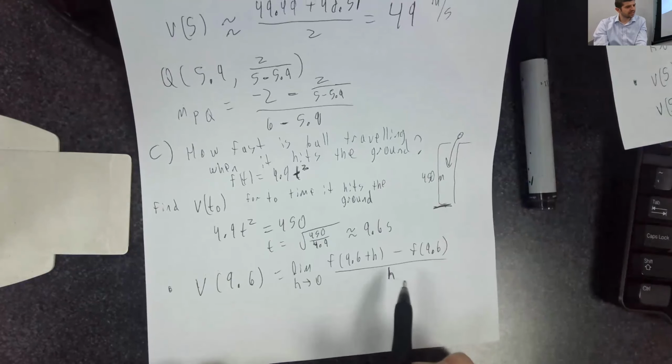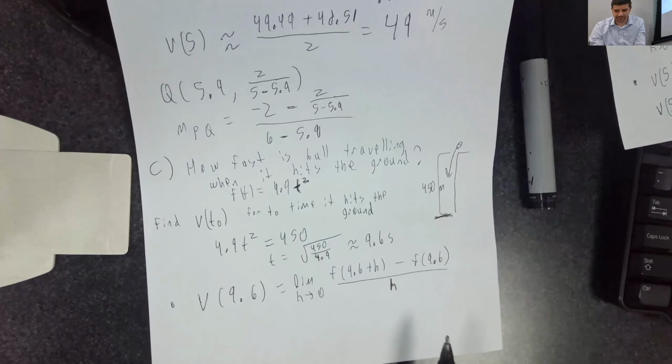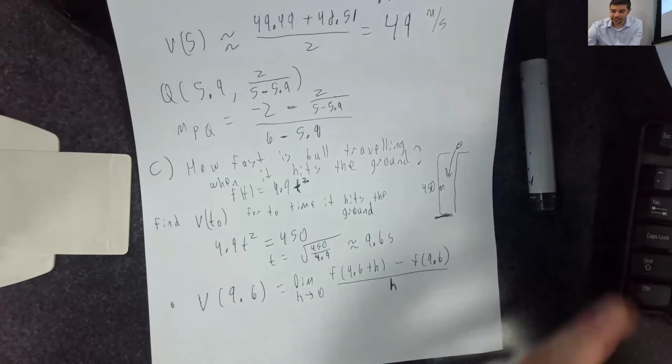Jackie, does this answer your question? We're always using this formula, but we needed to know which a value to pick. We needed 9.6. Good. Other questions? Is this the formula for instantaneous velocity? That's right. It's the formula for instantaneous velocity.